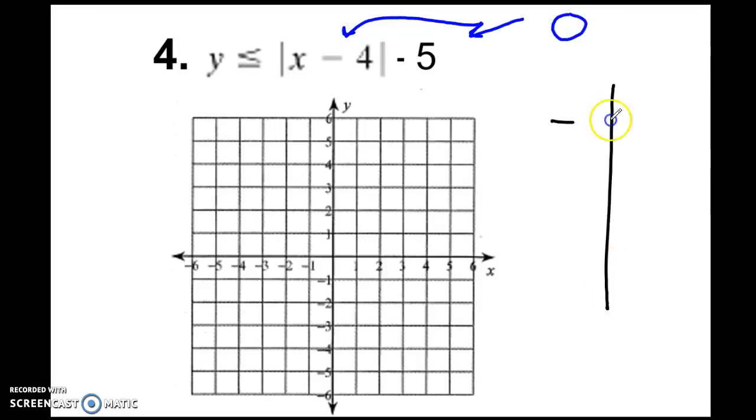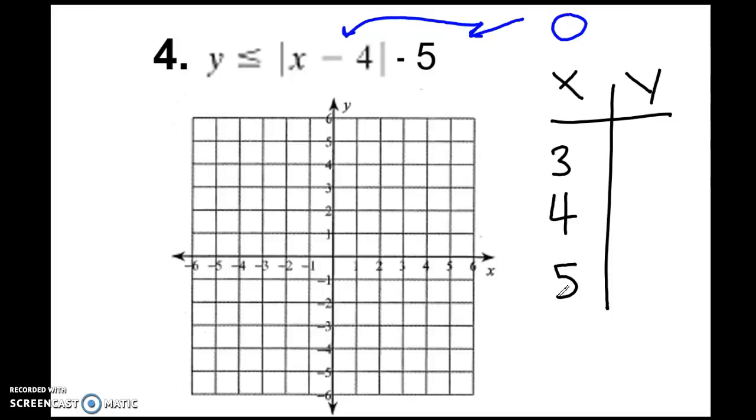So I'm going to come over here and make my chart. I'm going to have x on this side and y on this side. And if I think, what would make this side 0? Well, if I plugged in 4, this would become 0. Then I pick one value above, which would be 3, and one value below, which would be 5.